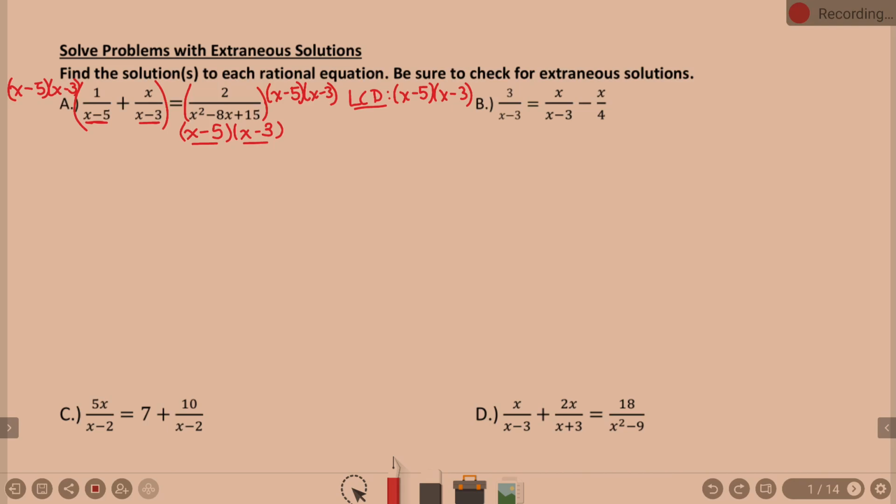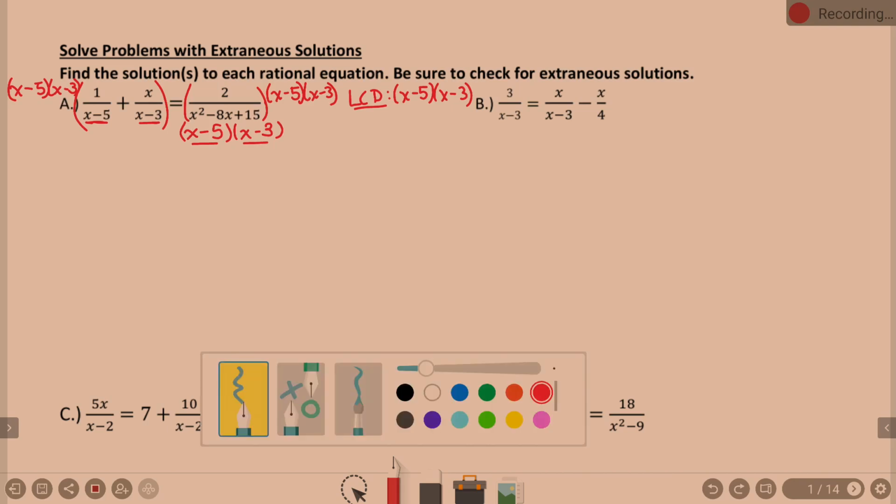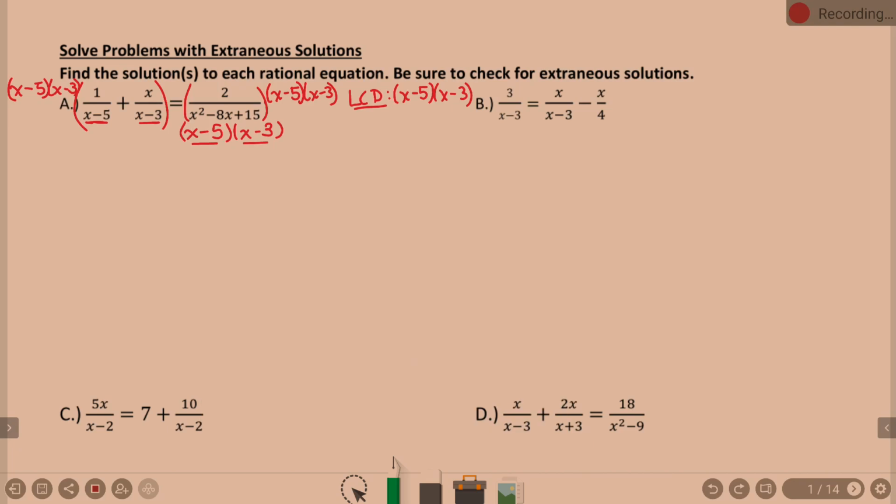Just to make sure I get everybody on board and following, I'm going to take a moment, write this equation, and kind of expand it, and keep in mind what's going to happen. This x minus 5, x minus 3 has to multiply by the first fraction. It has to multiply by the second fraction. And then over here on the right, it just has to multiply by the only fraction.